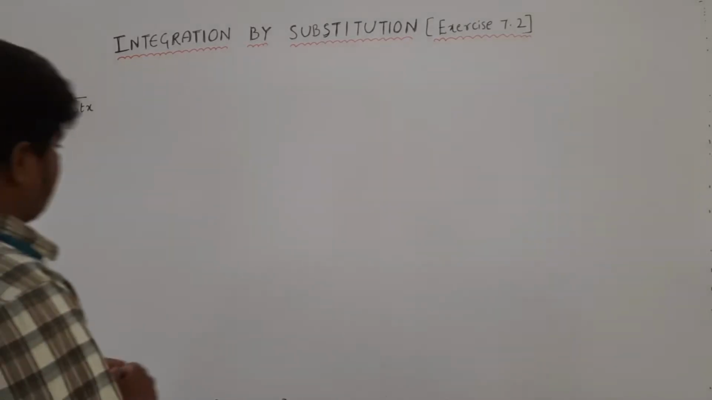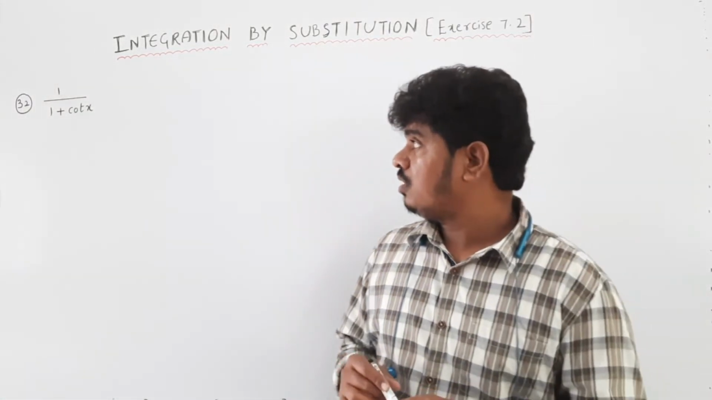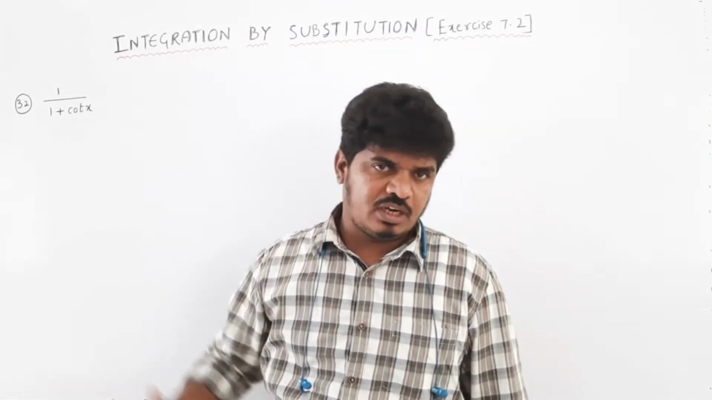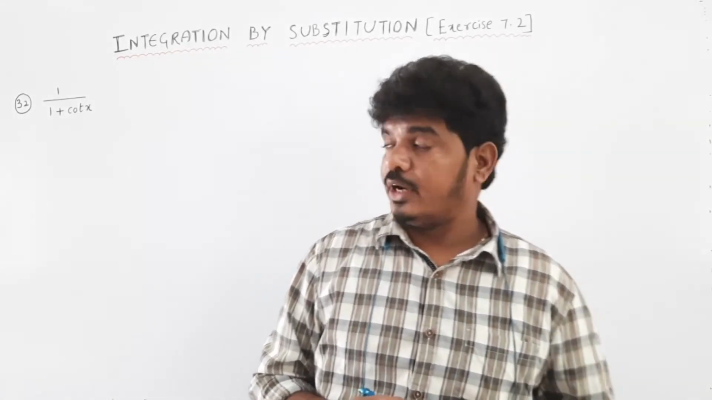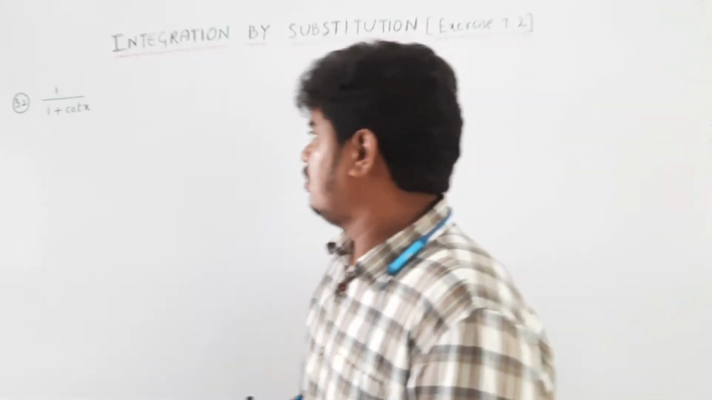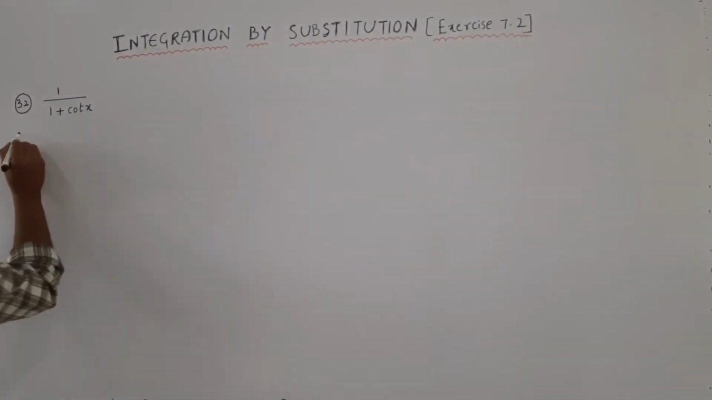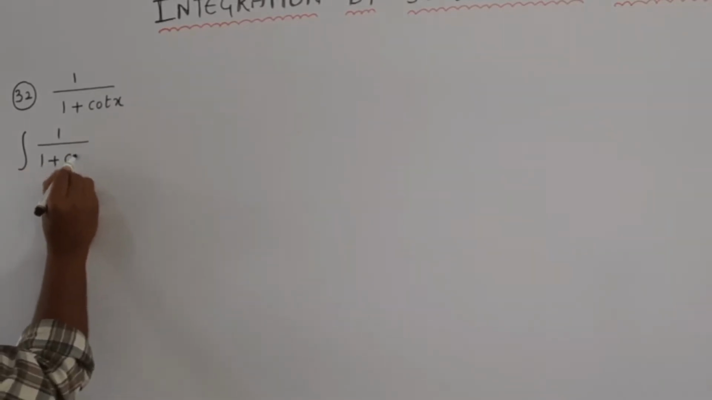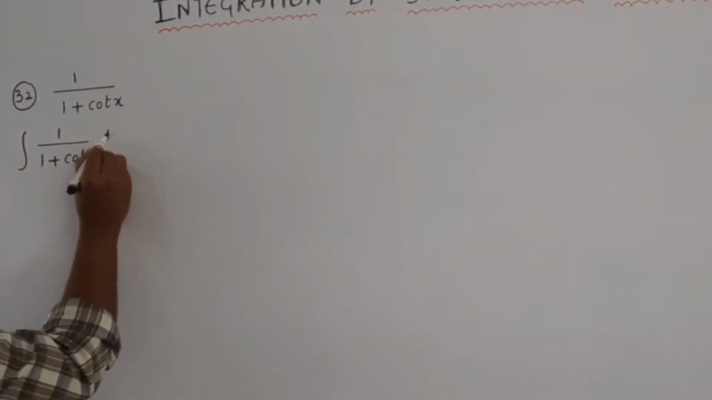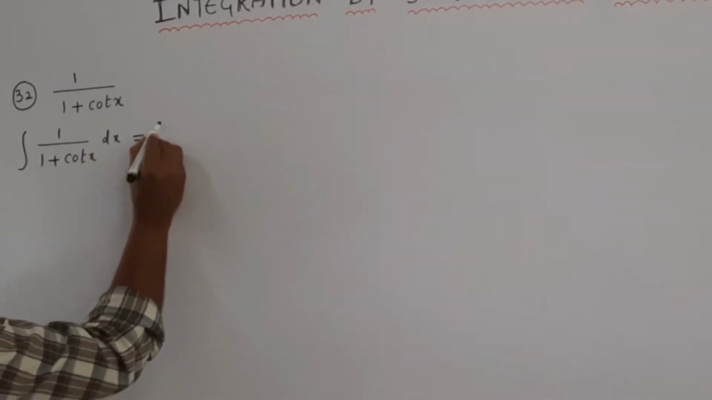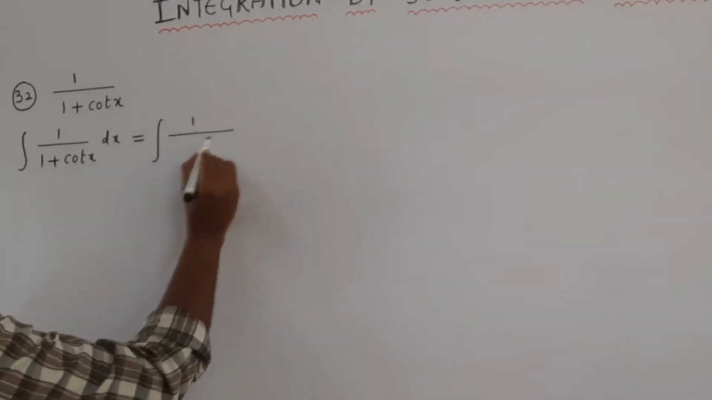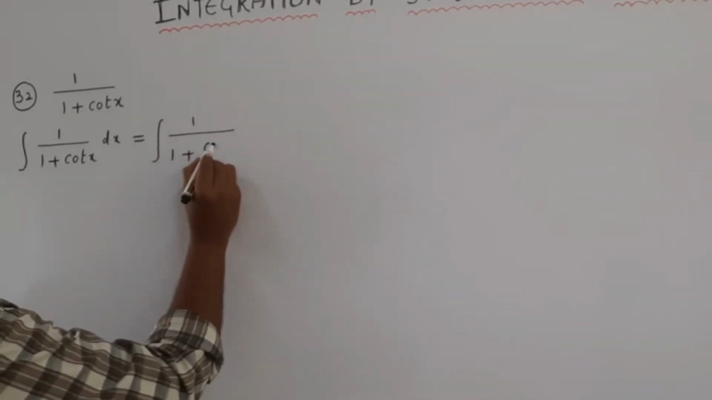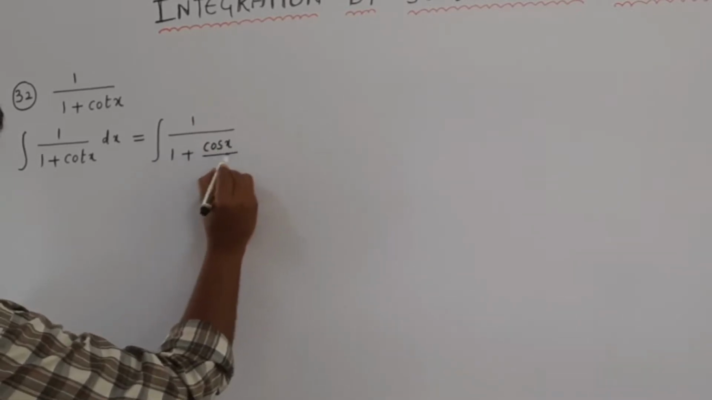Next, question number 32, that is 1 divided by 1 plus cot x. It is a little bit lengthy problem. Just try to understand this. What is the integral of 1 divided by 1 plus cot x dx? Now I am going to write it as the integral of 1 divided by 1 plus cos x by sin x, cos x divided by sin x, dx.